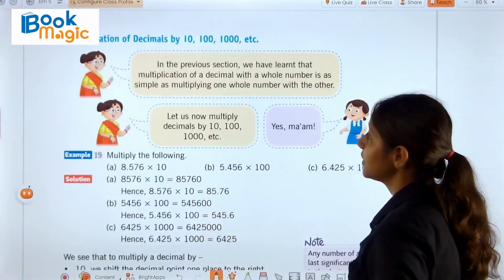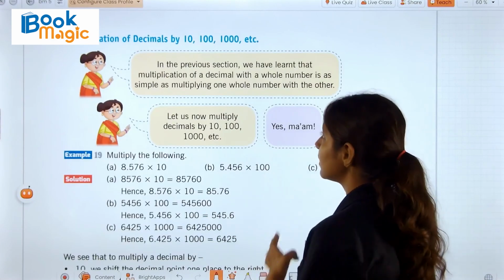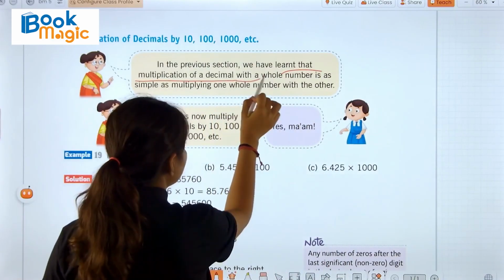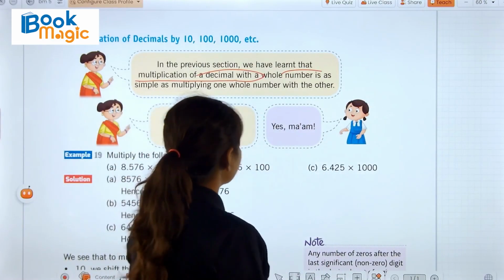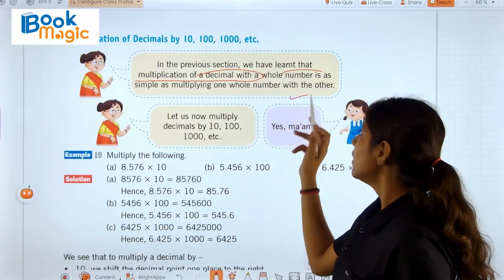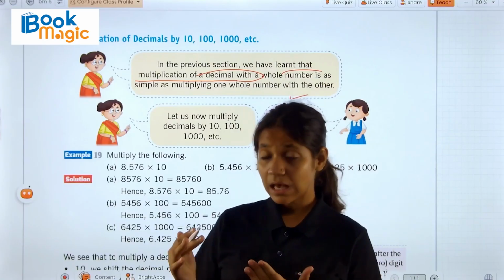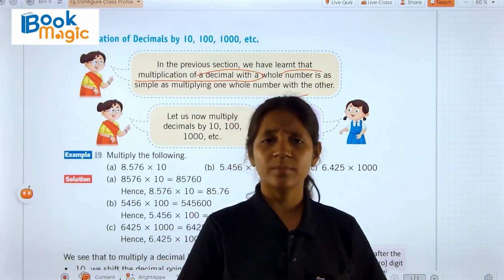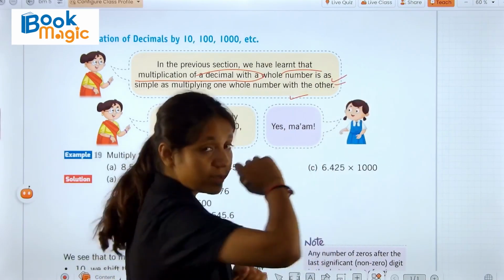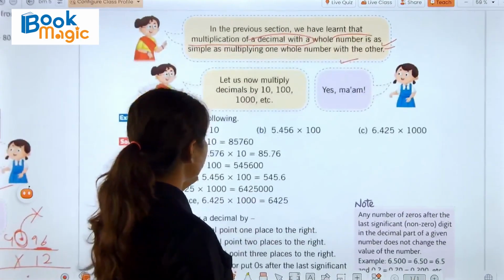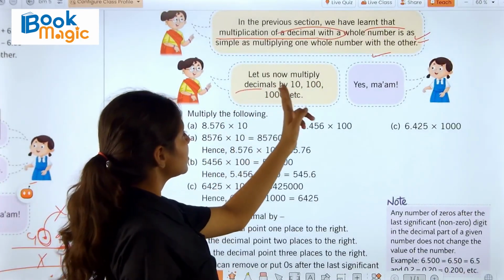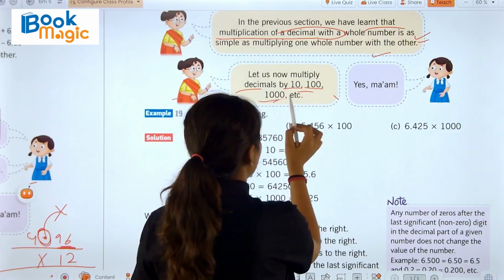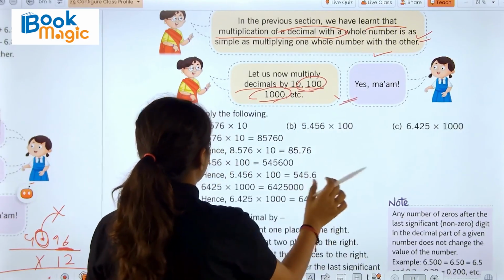Now we have multiplication of decimals by 10, 100, 1000, etc. So now teacher is saying, in the previous section we have learned that the multiplication of a decimal with a whole number is as simple as multiplying the whole number with the other. So जैसे हमने अभी किया कि मल्टीप्लिकेशन के लिए हम जो 2 नंबर ले रहे हैं उनमें से अगर एक डेसिमल वाला है सो हमें कोई दिक्कत नहीं आएगी, बिकॉज वी नो द स्टेप्स हाउ टू डू इट. ओके, इट इज वेरी इजी like an ordinary number. Now teacher is saying let us now multiply decimals by 10, 100 and 1000. Student replied yes ma'am. तो चलो अब हम 10, 100 and 1000 के साथ multiplication करते हैं.